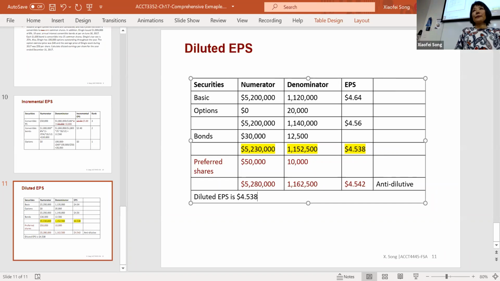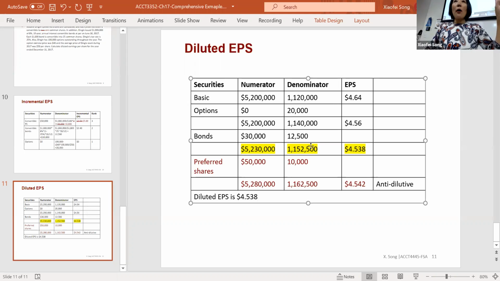Now, this question, let me just go back a little bit. This question is kind of just purely for exercise. You don't need to do this. You can see it because basic earning per share is 4.64, and the incremental shares for this one is 5. So you don't need to do this to know that it's anti-dilutive. This is just confirmation. But it is possible the incremental share is less than basic earning per share, but it's still anti-dilutive.